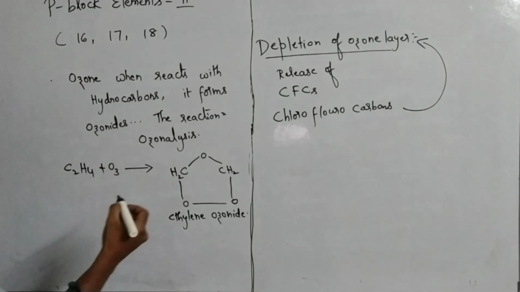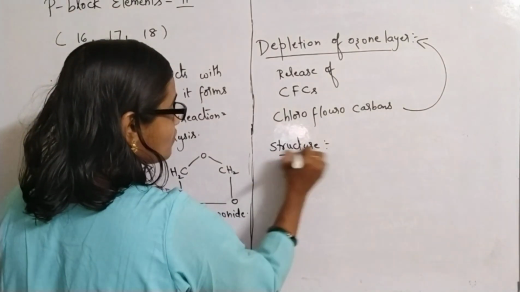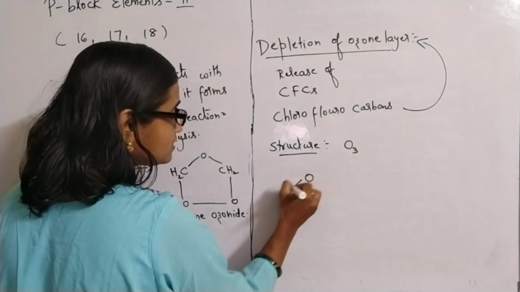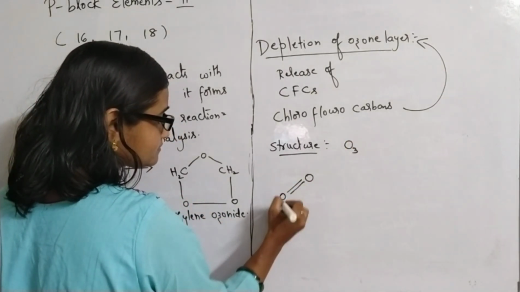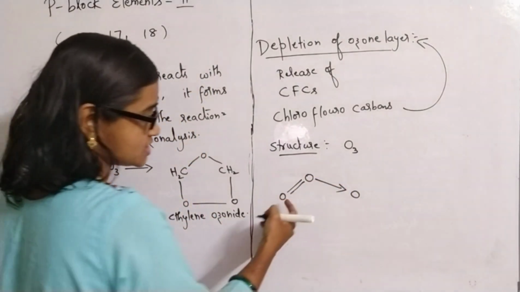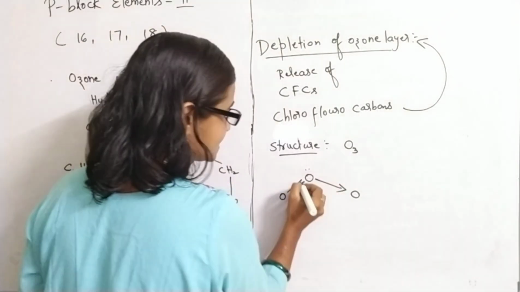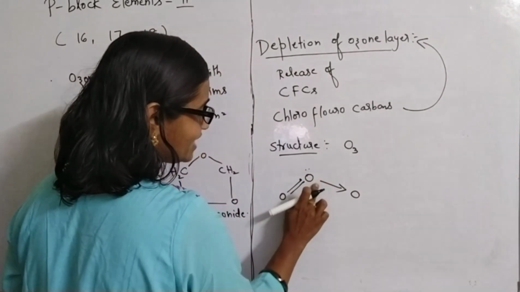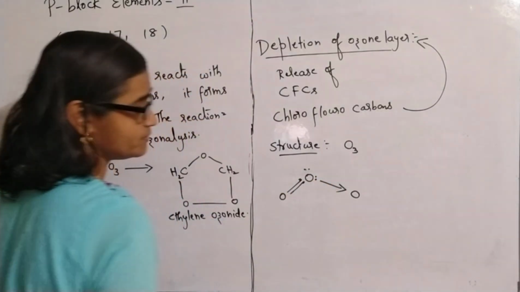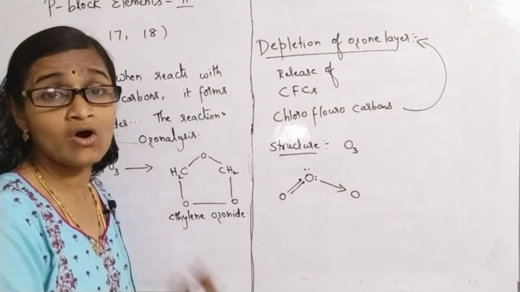Okay, and if you go for the structure of ozone, the structure of what? Ozone. It is O3, right? O3 means there is a double bond in between two oxygen atoms and there is a coordinate covalent bond for the third oxygen atom. Oxygen generally has how many valence electrons? 6 valence electrons. 1, 2, 3, 4, 5, 6 valence electrons will be there. So it requires 2 more valence electrons for obtaining octet configuration.